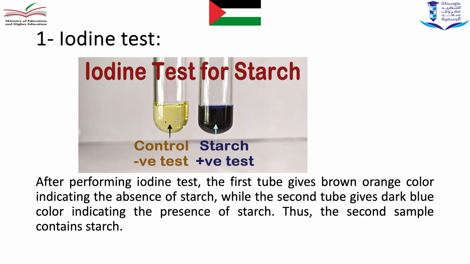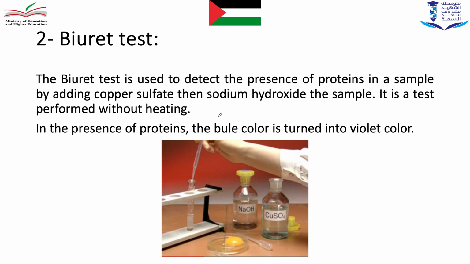So here are the results of the iodine test done with two samples. Here it's negative because we have no dark blue color, and here is positive, indicating the presence of starch. So this sample contains starch and this sample doesn't contain starch. We cannot determine the quantity of starch here, by the way. We can determine only if the starch is present or not.